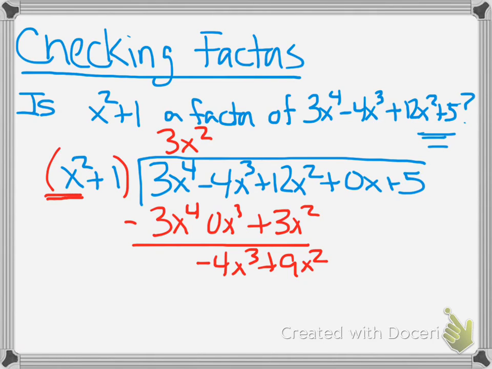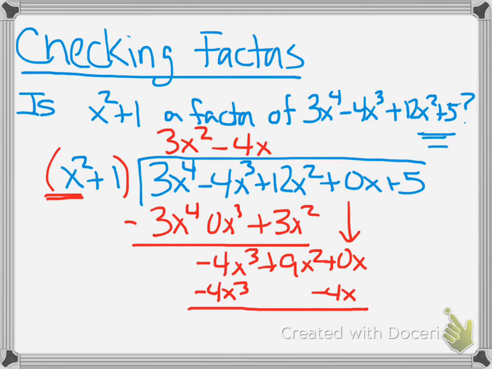Ask ourselves, x squared times what is negative 4x cubed? Well, that would be negative 4x. So we get negative 4x cubed minus 4x. So again, I'm going to line it up underneath the like terms, which means I need to bring down my 0x. And again, I'm going to subtract these. So let me show the parentheses. Negative 4 minus negative 4, well, that's nothing. 9x squared, there's no x squared to subtract it from. And 0 minus minus becomes plus 4x.